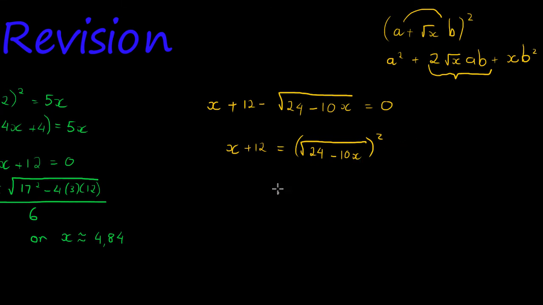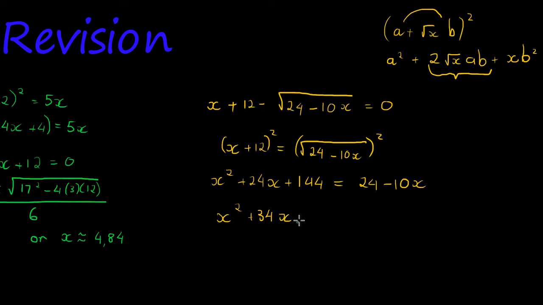So that's why I get it all by itself, and then when I square the left, I must also square the right hand side, so that I get x squared plus 24x plus 144 is equal to 24 minus 10x. Let's make sure I got it right there. Yes.